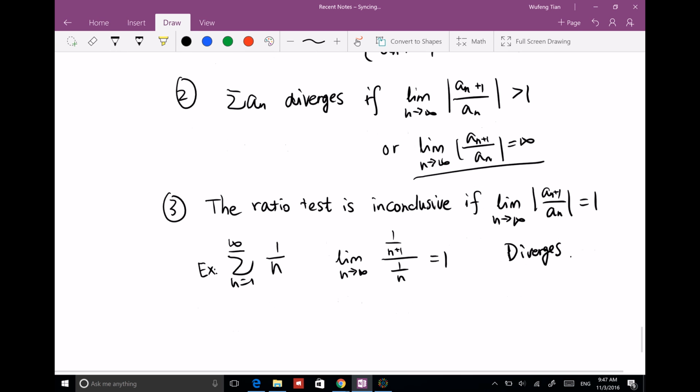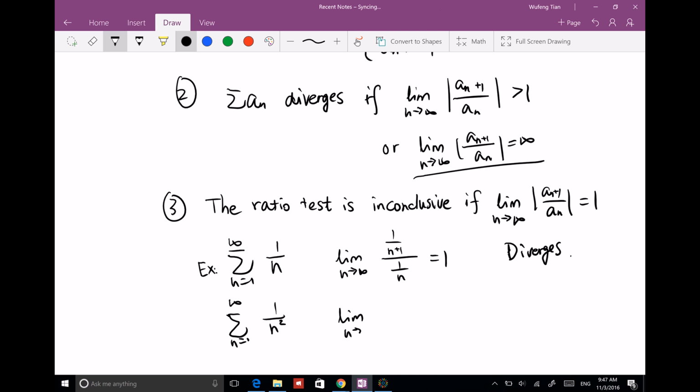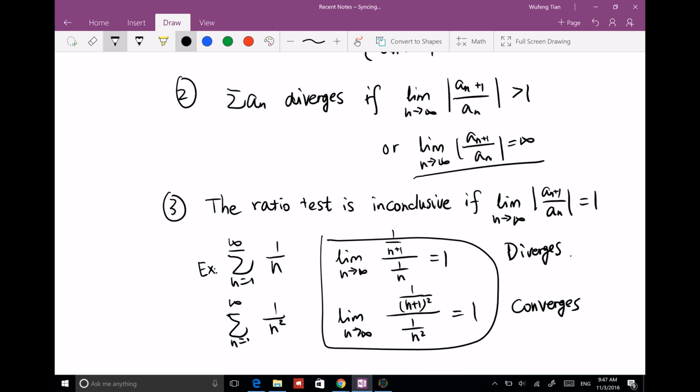For another one, the sum from n equals 1 to infinity of 1 over n squared. You check the limit as n goes to infinity of 1 over (n plus 1) squared over 1 over n squared. You check this one equals 1, and this one converges. It's not because of this one converging, because we know this one diverges. We know this one converges because it's a p-series with p equals 2, and the other has p equals 1. Both of them have ratio equals 1.